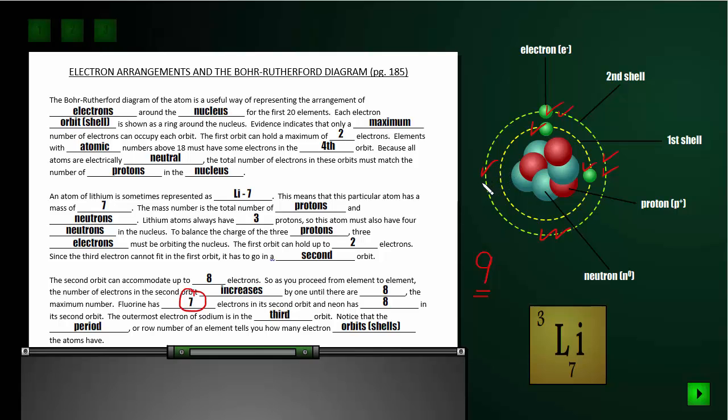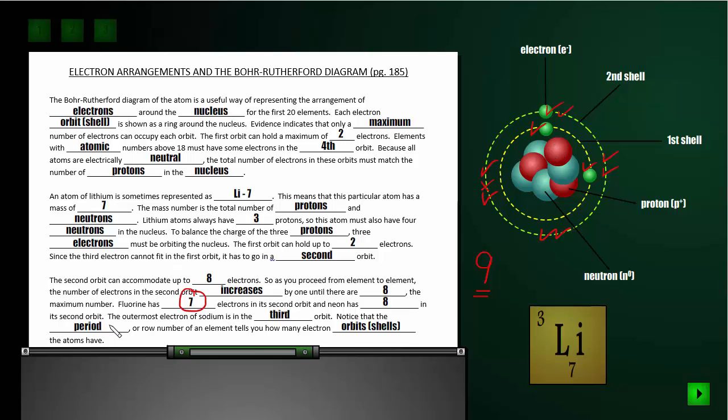That leaves 1 unpaired electron. There's no electron there, and that's our 7 electrons. If we had another electron here, this second shell or orbit would be full, and we would now go to the third orbit or shell.